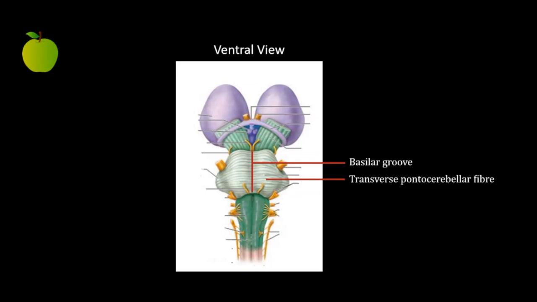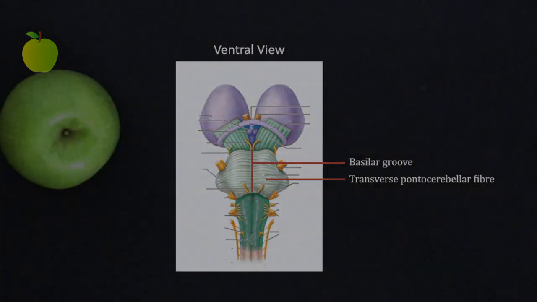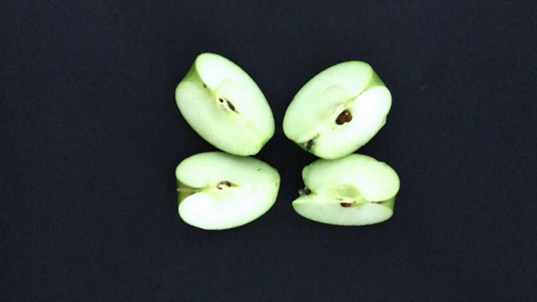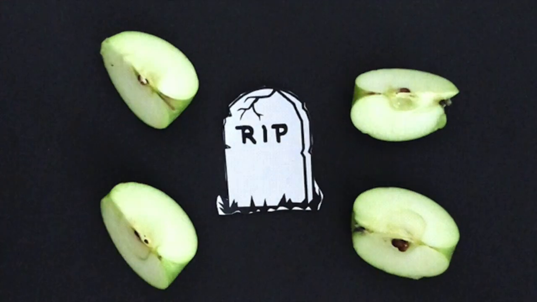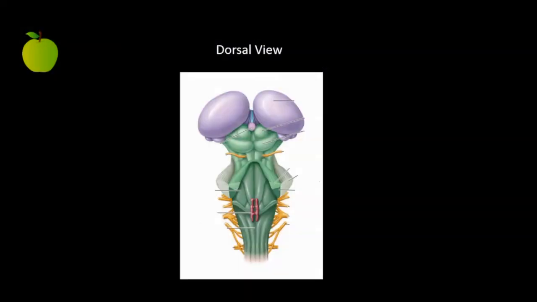The angle observed between the lower portion of the pons and the upper border of the medulla is known as the pontomedullary junction. Damage to this area can be fatal, leading to possible sudden death due to loss of respiratory and cardiac function. The dorsal surface connects to the cerebellum via the middle cerebellar peduncles.